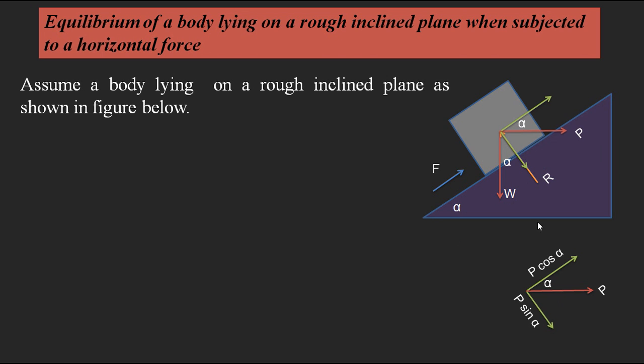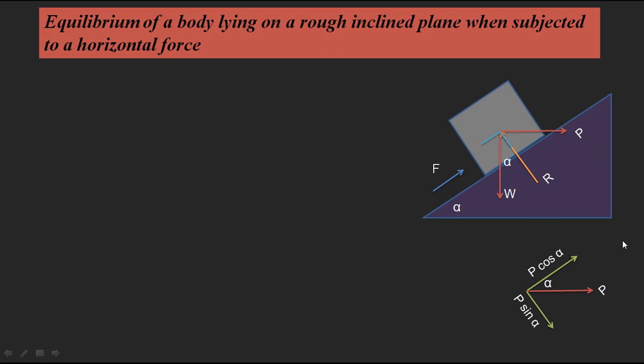Similarly, next we go for W. This W can also be resolved into two components. One is again parallel to the inclined plane and another one is perpendicular to the inclined plane. Here the inclination, already we know, is alpha.